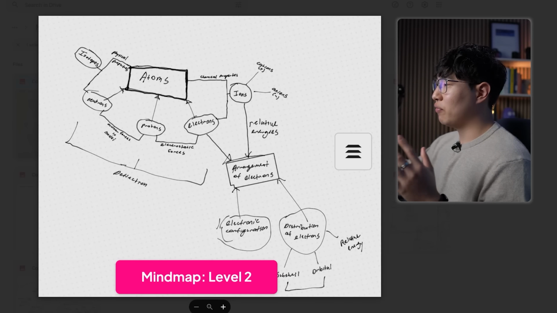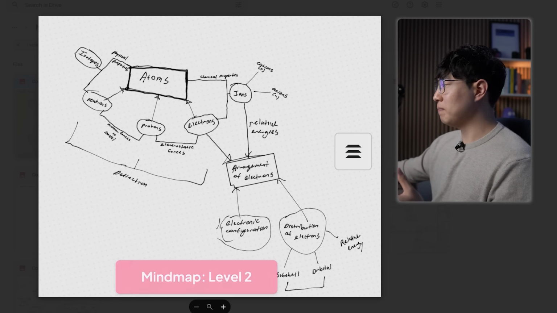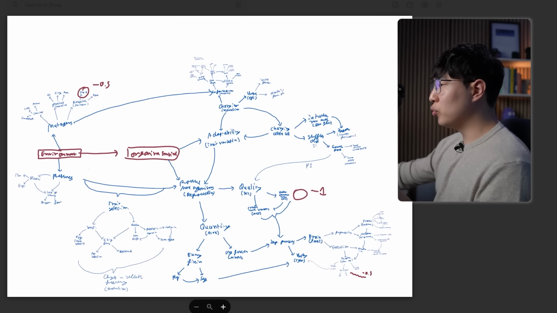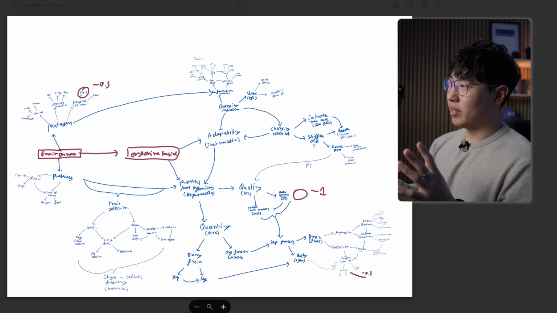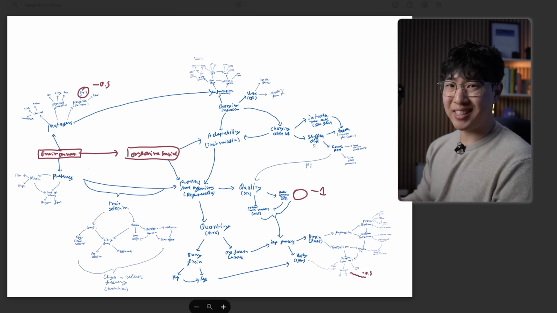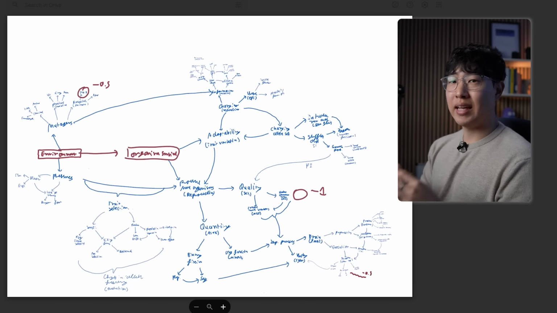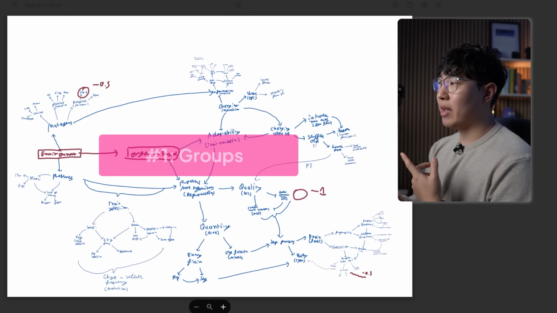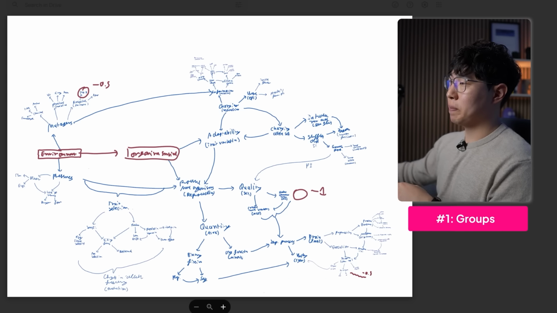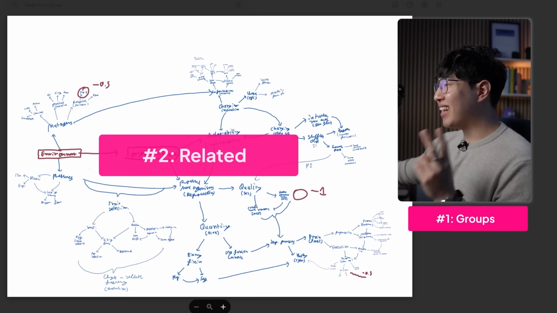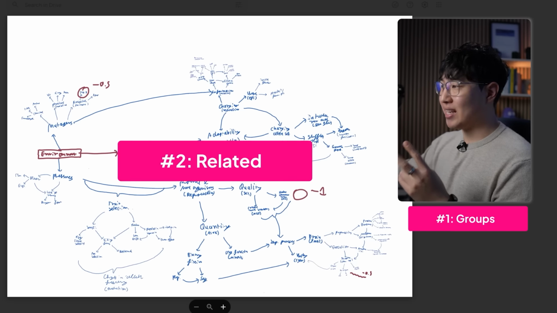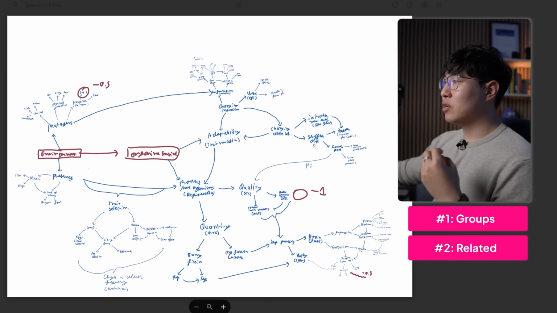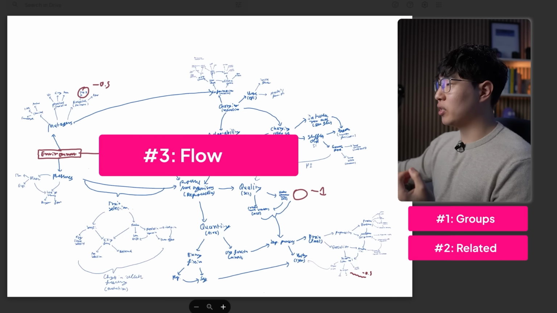Here's an example of the level 2 mind maps again. And once we're at this level 2 skill, we should be feeling a lot more comfortable with expressing information non-linearly. And at level 2, there are 3 characteristics to look out for. First of all, we have groups of information. And these groups are related to each other. And as a result, there is a clearer flow or structure to the information.